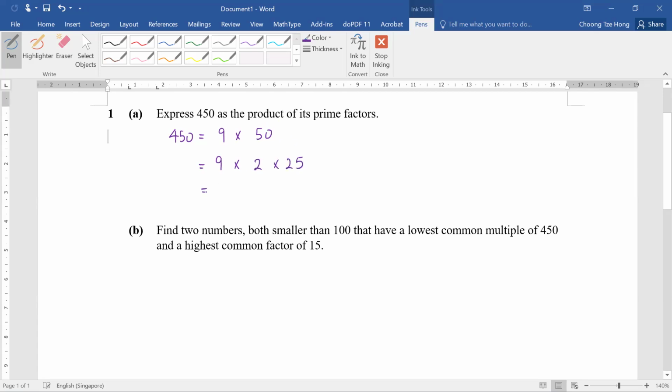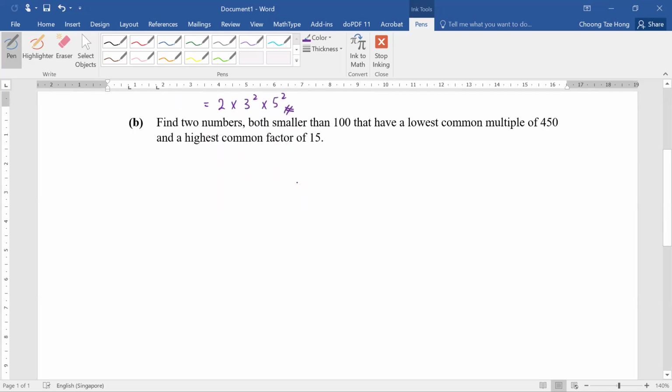From here we can clearly see that after one more step, we will get all prime factors. Because 9 is 3 square, 2 is just 2, and 25 will be 5 square. I like to write in ascending order, so the final answer will be 2 times 3 square times 5 square. So this would be the answer.